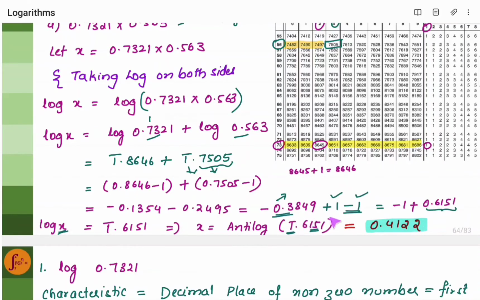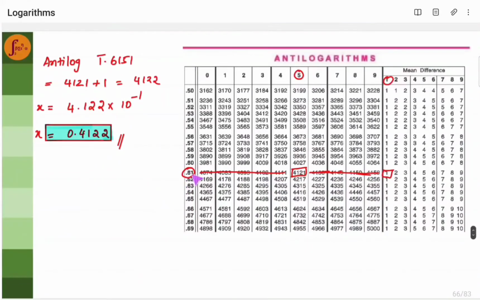Now using the logarithm table, find the anti-log of this. We'll have to find the anti-log of this fractional part, 6151. So go to 0.61, fifth column, and 1 in mean difference. You get 4121 plus 1, so you get 4122, right? Now where to put the decimal point? First put the decimal point after the first digit and then multiply by 10 to the power of what? We had minus 1 here, so 10 to the power minus 1. Now shift the decimal point by one place. So it's 0.4122. This is the value of x.